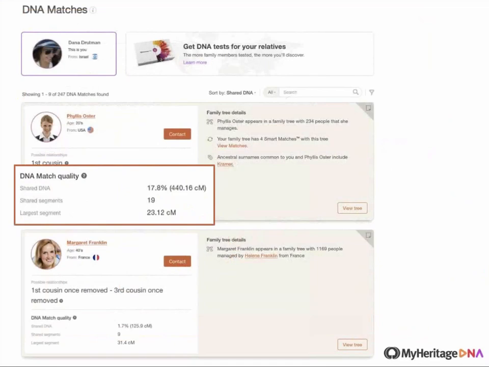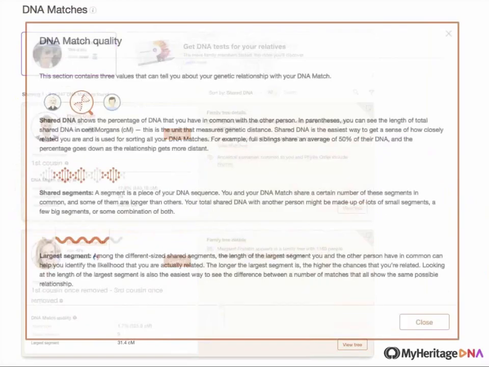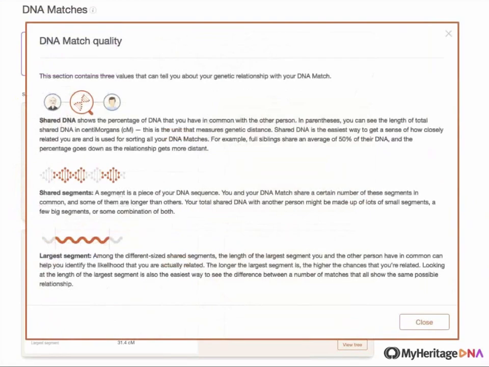For every DNA match, you will also be able to see the match quality based on the 3 characteristics that were mentioned before. You can see the shared DNA, both by percentage and by length. Centimorgan is the measurement unit for genetic distance. You can see the amount of shared segments and what is the length of the largest segment of them all. Also for this, you have a question mark that if you press it, you will get a pop-up that explains to you every one of those characteristics. So you don't have to remember anything by heart. Everything is written here. Very simple.